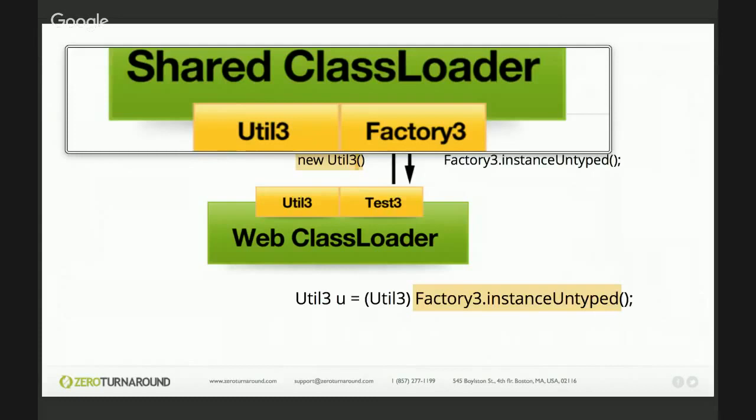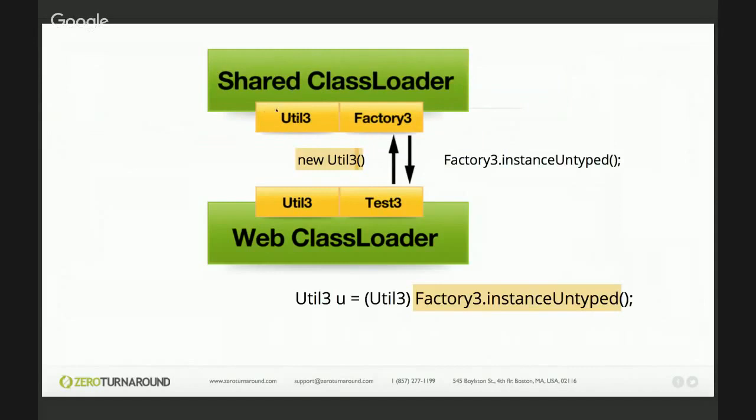As a result, the shared class loader has util3 on its class path. So it tries to load locally first. It loads util3 from the shared class loader. As a result, the identity of util3 is now its package, its name, and the shared class loader ID. We return this as an object back to our test3 class, and this is when test3 goes, right, I need to cast this object to an instance of util3, but the web class loader has never seen util3, so it tries to load that first.